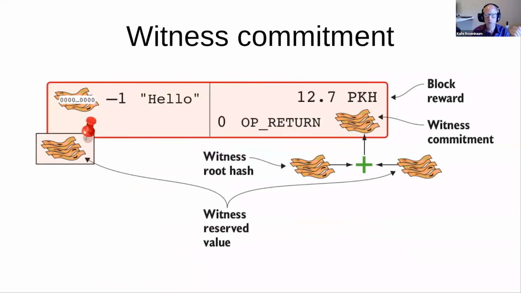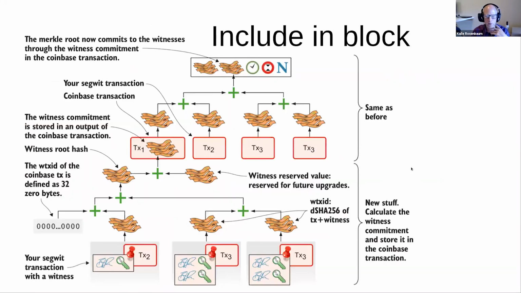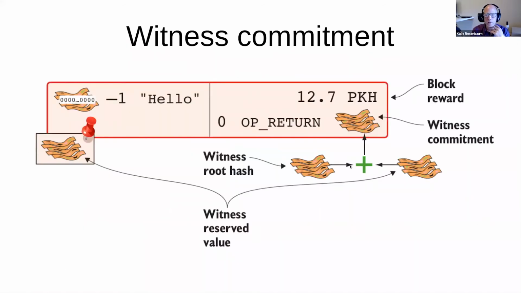And let's have a look at this witness commitment a little bit more. This is the witness reserved value. I think it was called witness reserved value, right? So this is the Coinbase transaction here. And this is how you would store the witness commitment in one of the Coinbase outputs. So you use an OP_RETURN operator with a witness commitment.